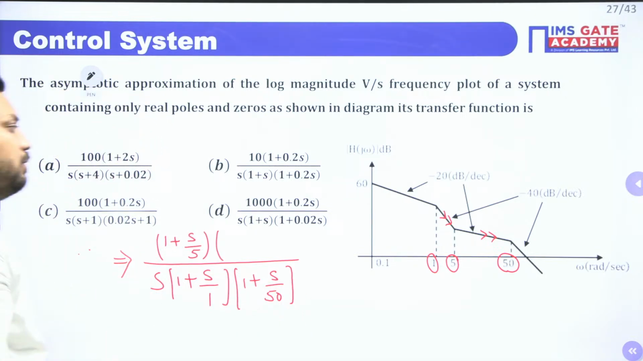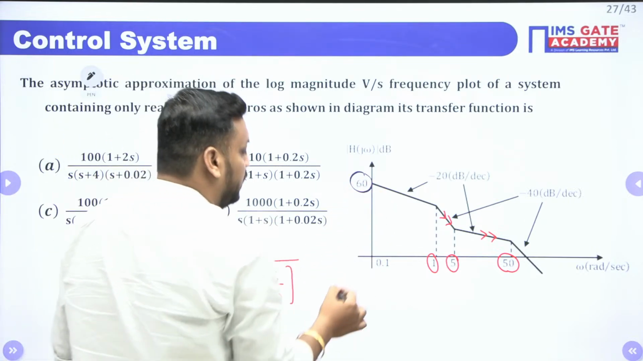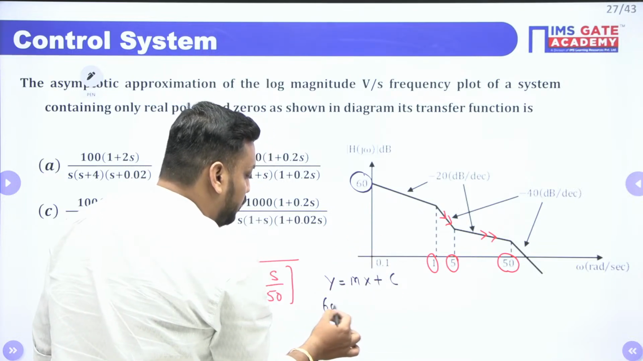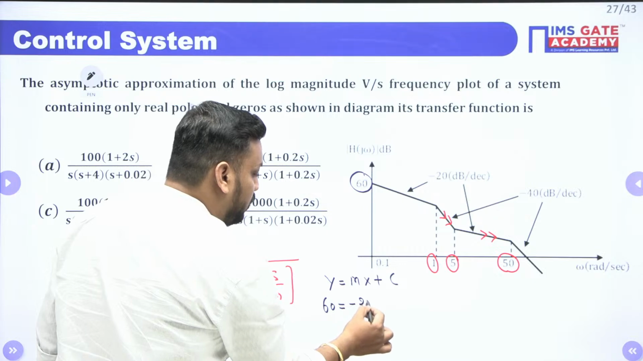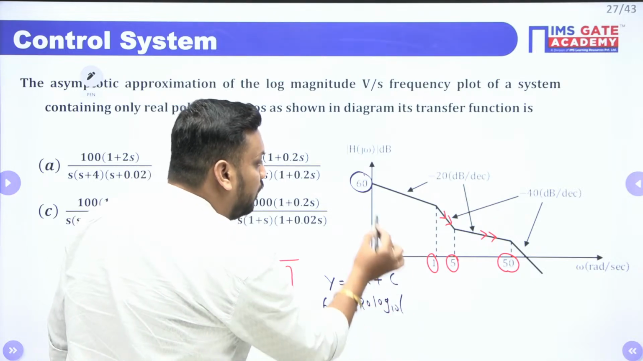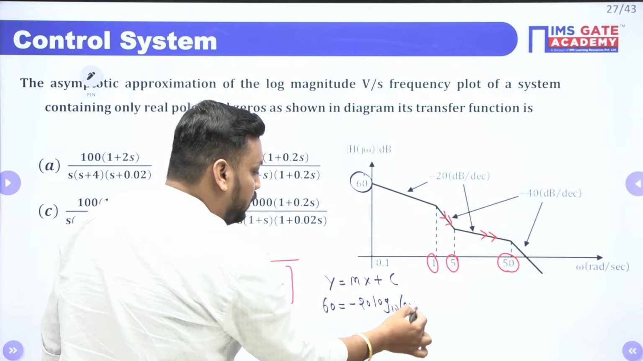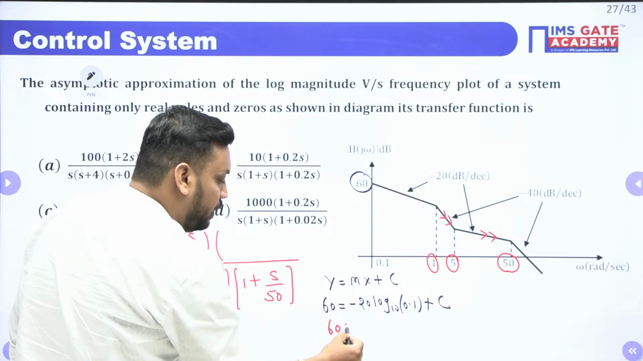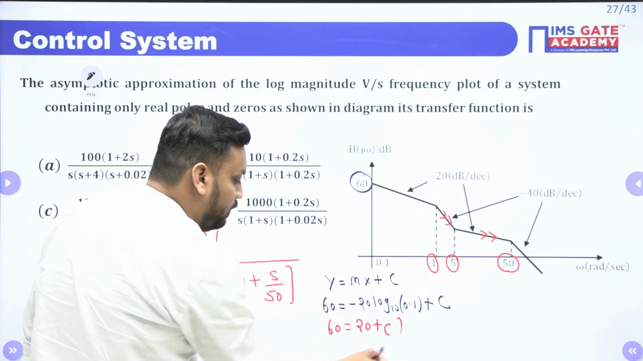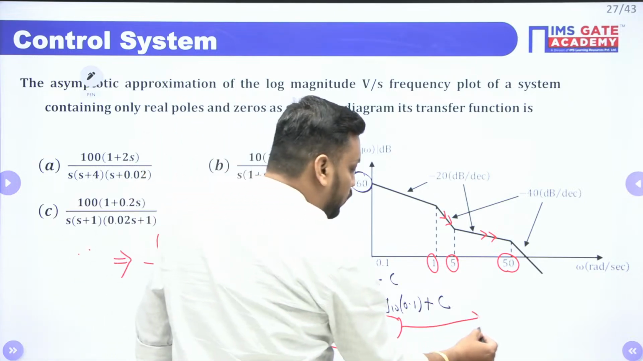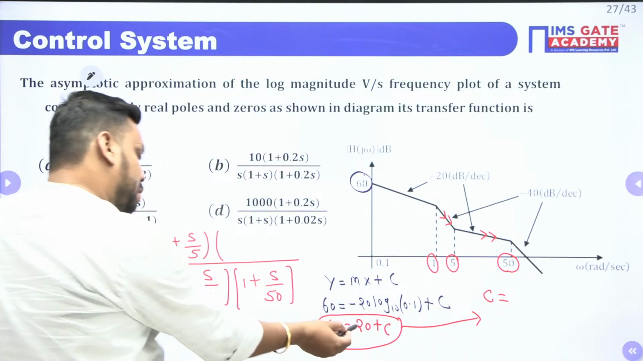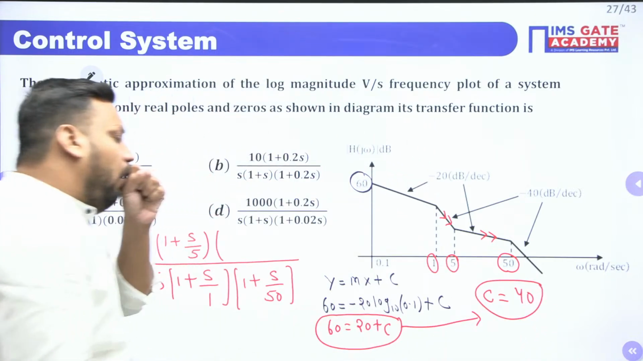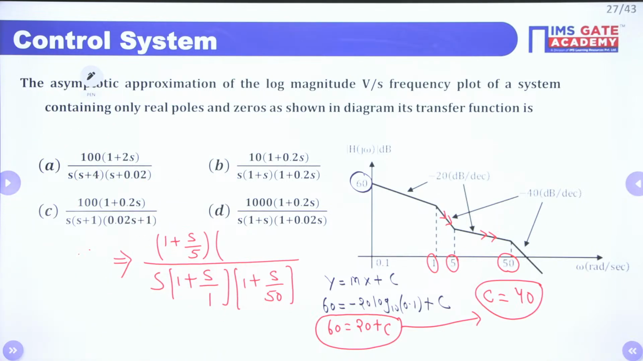Now tell me, guys, what is y equal to mx plus c? You can use this value 60. So you can write the equation y equal to mx plus c. The y value will be 60 only, and the initial slope will be -20 only. Here you will get log 0.1, and at this place 60 equals -20 times log 0.1 plus c. Do you know log 0.1 is -1, so minus times minus gives plus. So it will be 60 equal to 20 plus c. So the c value is nothing but 60 minus 20, which is 40.